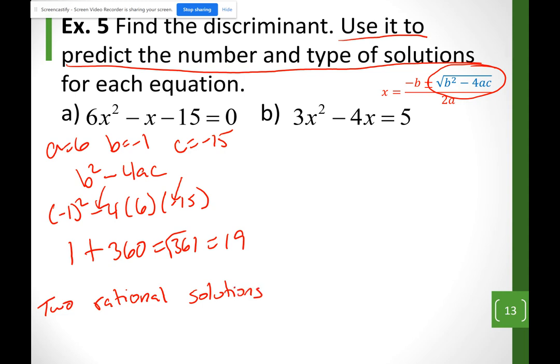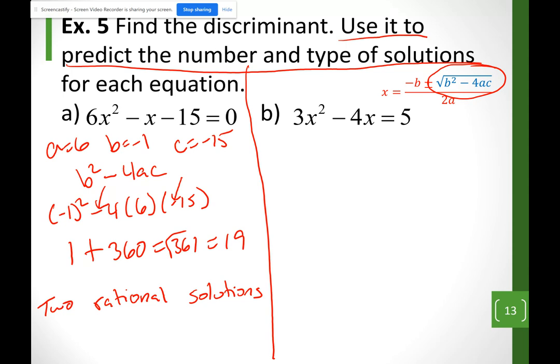You don't have to solve for the whole two solutions. It's just asking, what type of solutions are you going to get? We can solve it if you want to, and you're going to see that you have two answers that can be written as a fraction. But in this case, it's just asking what type of solutions you are going to get.